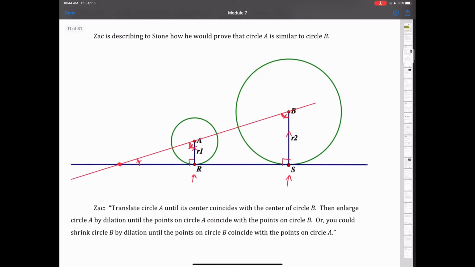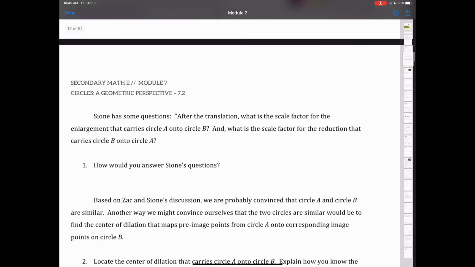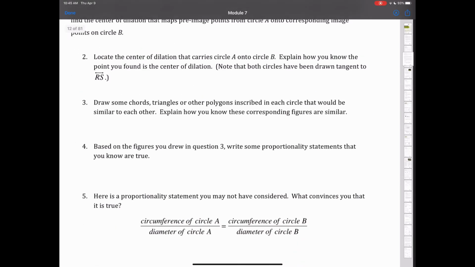So let's go ahead and do that really quickly. I'm going to just give you one example. You're welcome to use it, or you could use another if you'd prefer, another polygon within here, okay? So I'm actually going to just use the two radii they've given me already, and I'm going to create a triangle, okay? Right there and there, okay? Now, what I need to do also is explain how I know that these corresponding figures are similar.